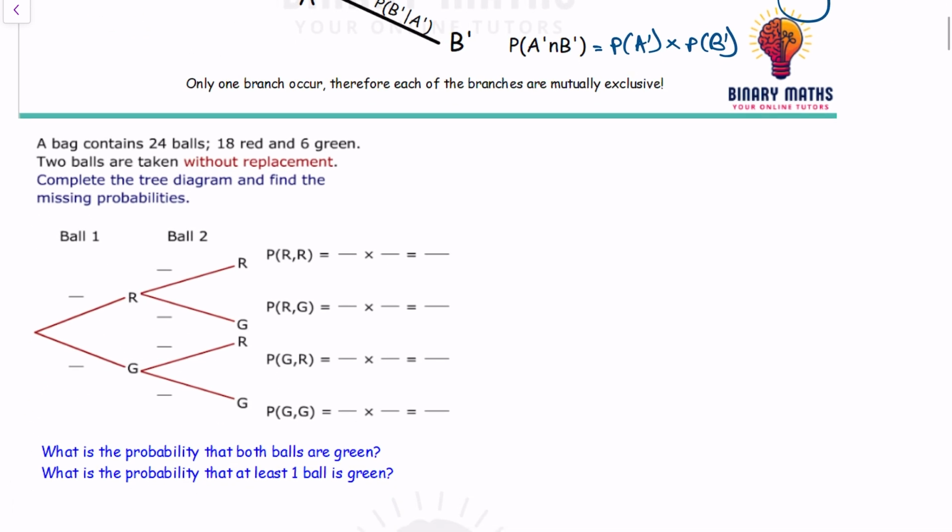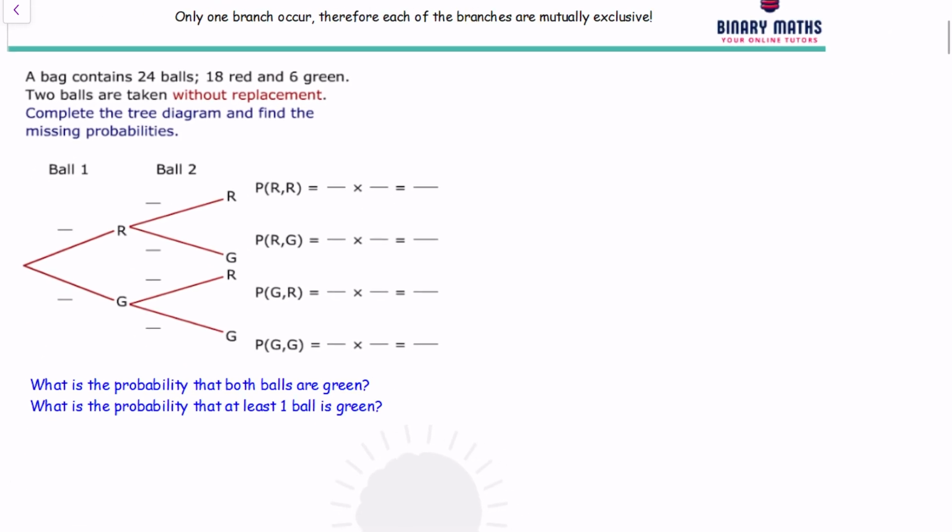So let's look at some examples. A bag contains 24 balls, 18 red and 6 green. Two balls are taken without replacement. That's important because if we were replacing it, the probabilities wouldn't change. But because we're not replacing it, the probabilities will change as we go down the event. Complete the tree diagram and find the missing probabilities.